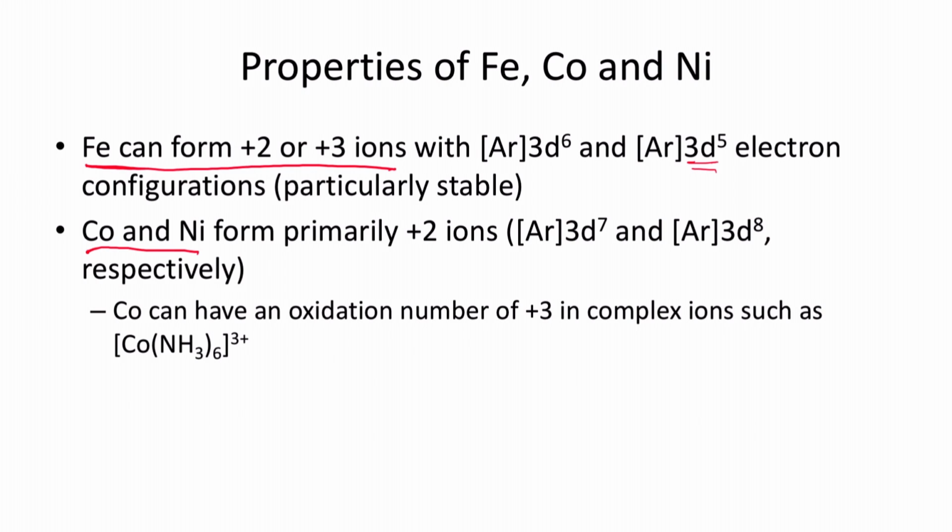Cobalt and nickel tend to form primarily ions with a charge of +2 because they have electron configurations of 3d7 and 3d8. It is possible for cobalt to have an oxidation number of +3 when it forms complex ions, such as this complex ion here with ammonia.